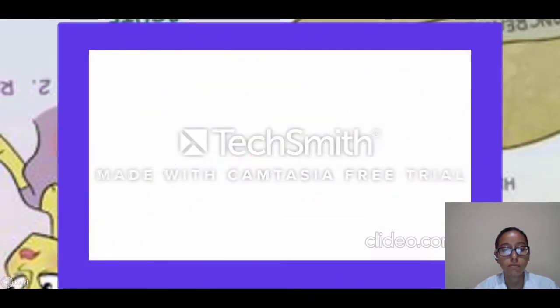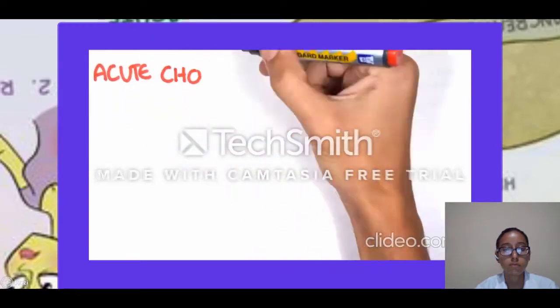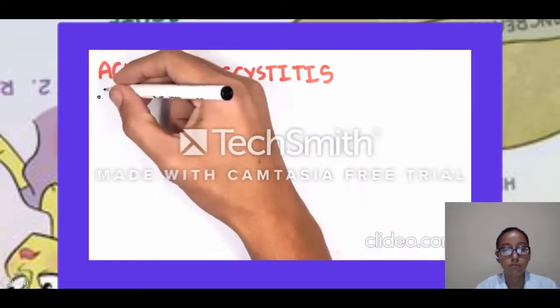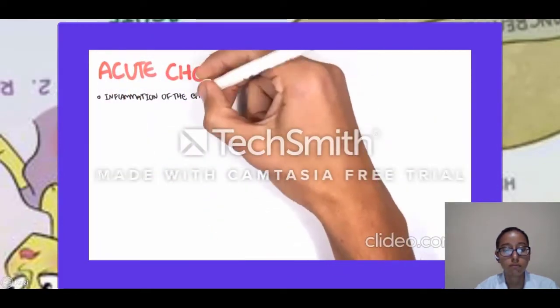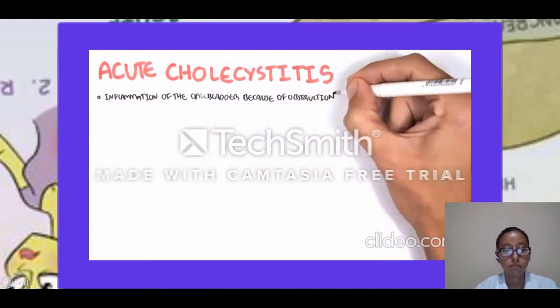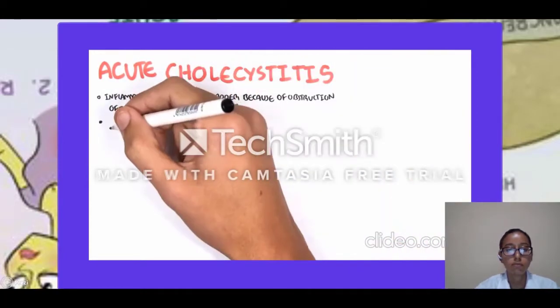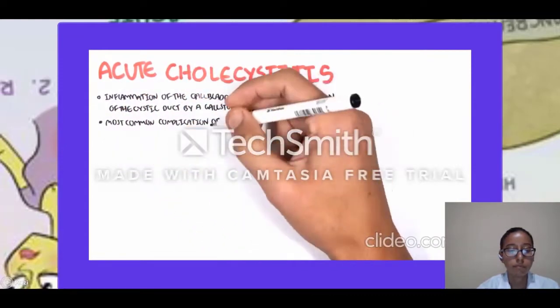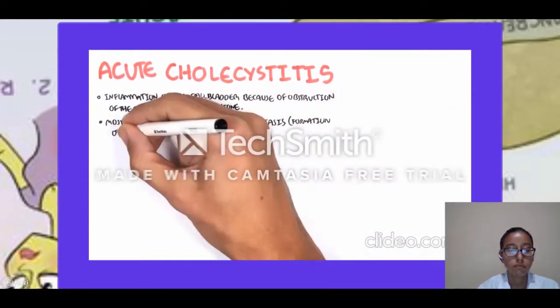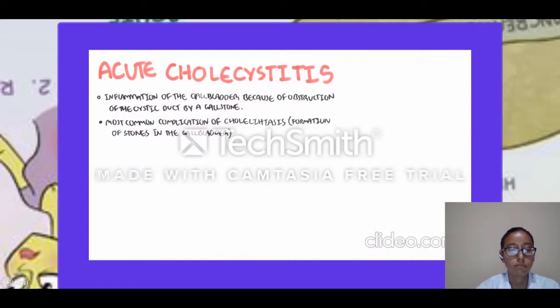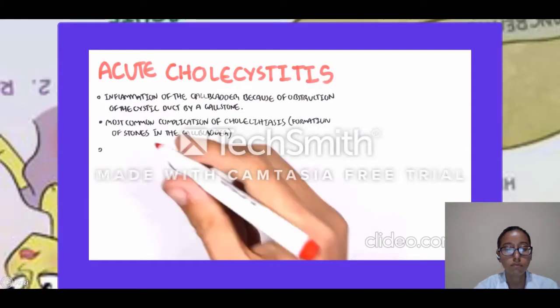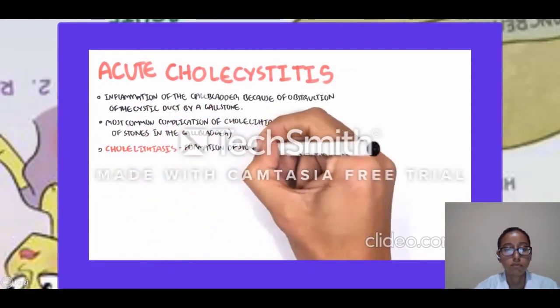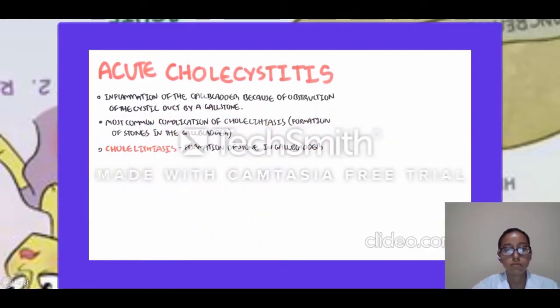In this video, we're going to talk about acute cholecystitis. This is an overview and introduction. So acute cholecystitis is inflammation of the gallbladder, and it's usually because of obstruction of the cystic duct by gallstones. Acute cholecystitis is the most common complication of cholelithiasis, which is formation of gallstones in the gallbladder. Just to be clear, cholelithiasis is formation of stones in the gallbladder, which can lead to a few complications, one of which is acute cholecystitis.